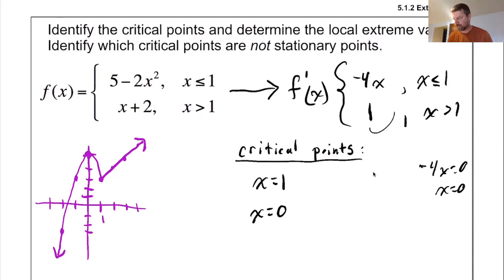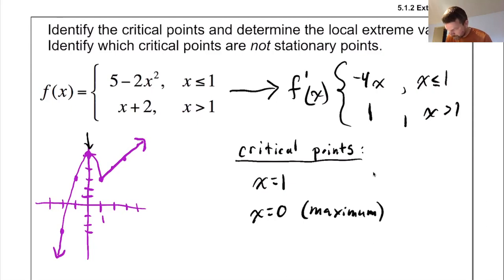So there's a critical point. And that's it, because this bottom part, that's never going to be 0, right? There's no x I can have that's going to make 1 equal to 0. So I've got 2 critical points. Again, at this point, we're just going to use a graph to be able to tell if those critical points are maximums or minimums. I can look here and say, oh, yep, that critical point at 0 is definitely a maximum. And that critical point at 1, that's definitely a minimum.